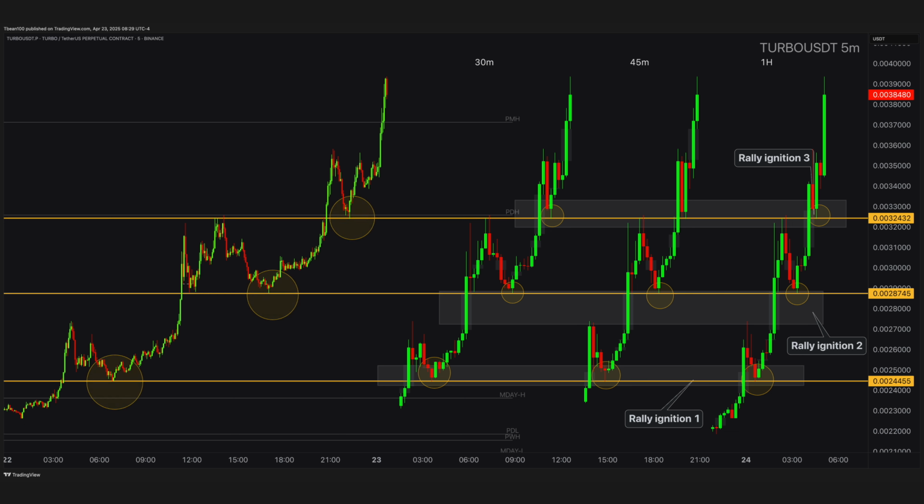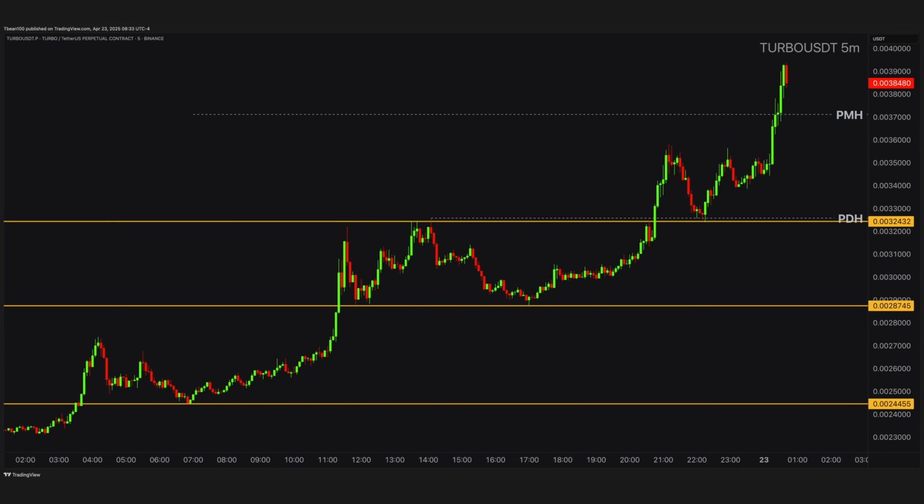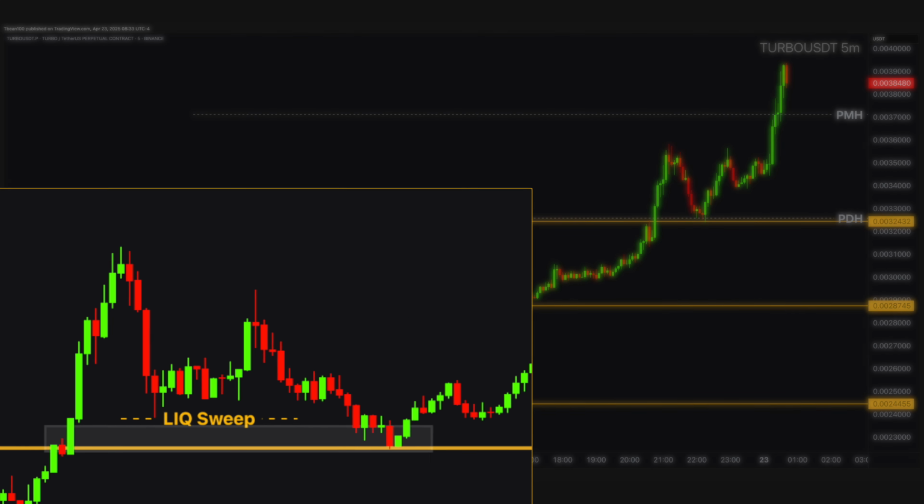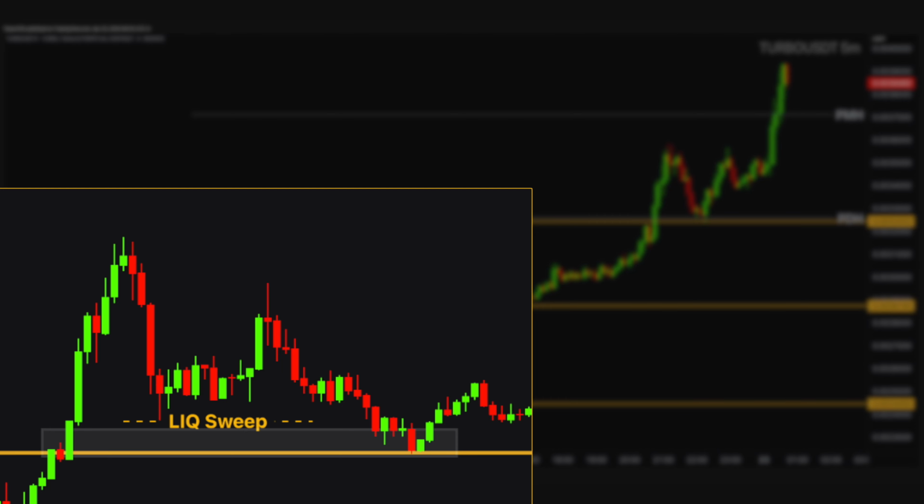how the 3 rallies started. So, we know how the 3 rallies ignited. Now let's talk about the entry models. Let me observe the price action up close, starting with rally number 1, the bottom rally. Notice how the price sweeps inner liquidity and taps the inner imbalance.